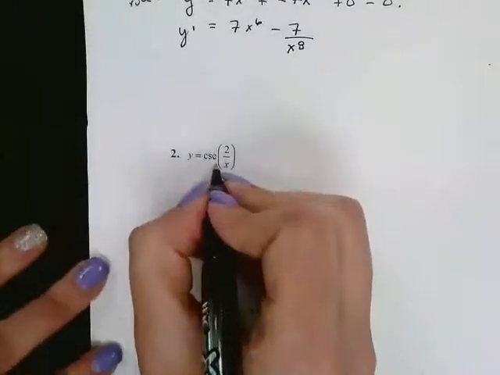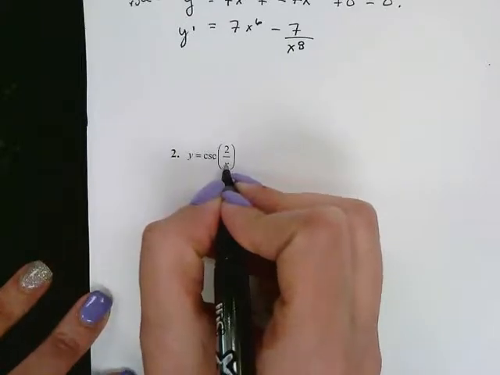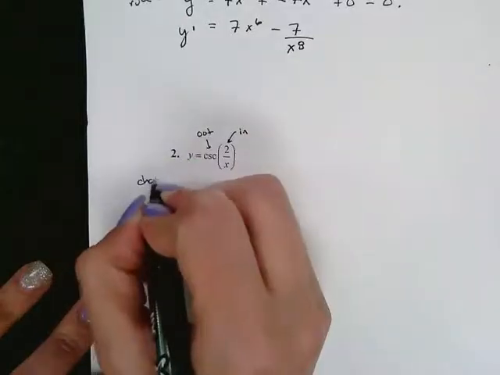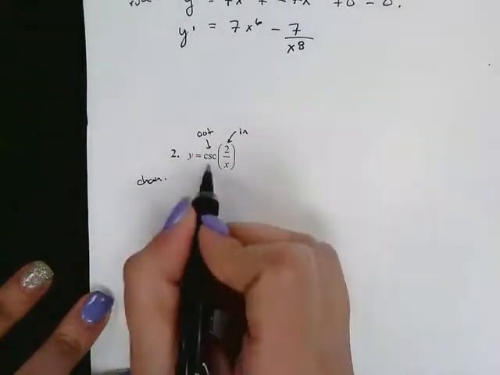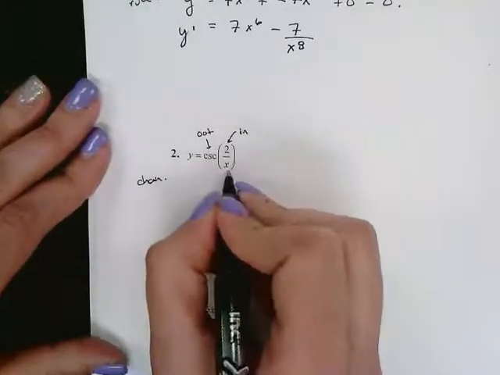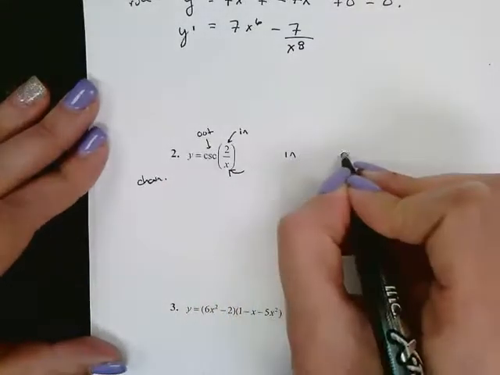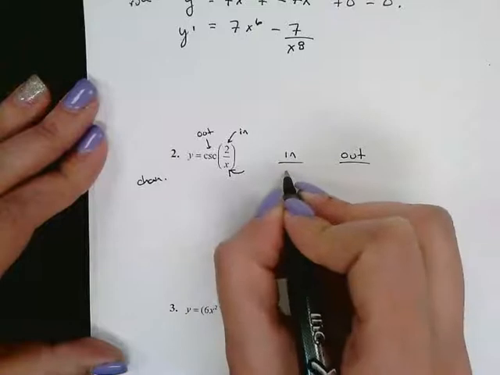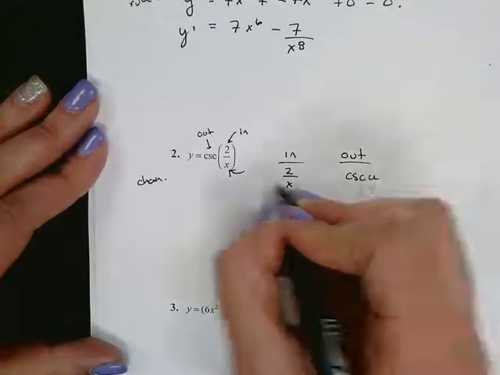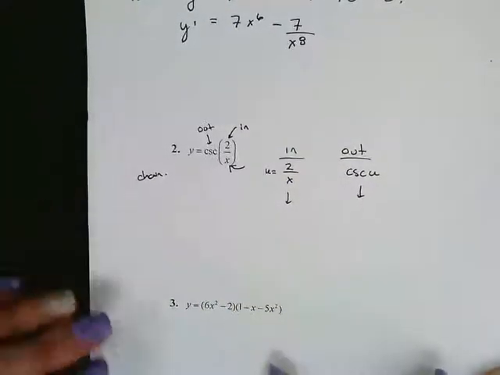Alright, so for this one, you're going to be using the chain rule, because there's an inside and an outside. So remember, it's basically the derivative of cosecant of the stuff times the derivative of the stuff on the inside. Or you can make your in and out chart. So my in is 2 over x. My out is cosecant of u, if this is u. Find the derivative, and set it up.